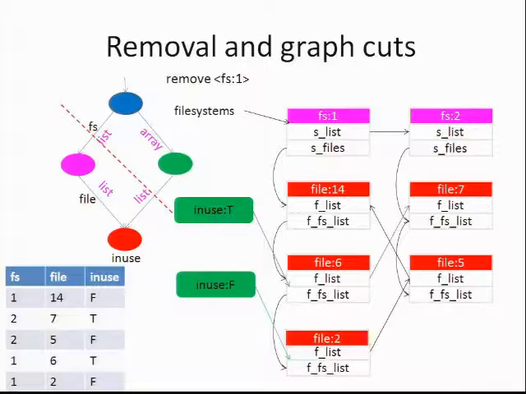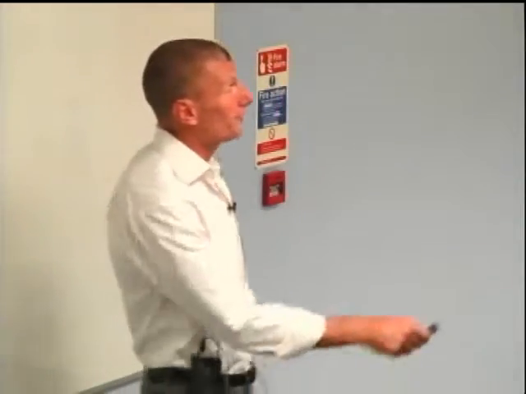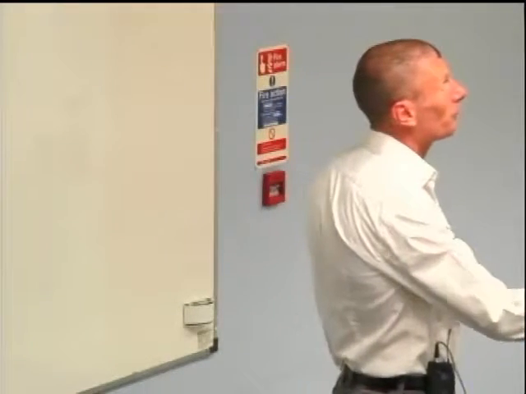When you do update, it's a little bit more tricky, because remember, we have shared representation, but the fact that we have a directed acyclic graph helps us. Because now we can have a cut through this graph. And as long as we have a cut, we can guarantee that the element is removed. For example, look, here I'm removing this first file system.